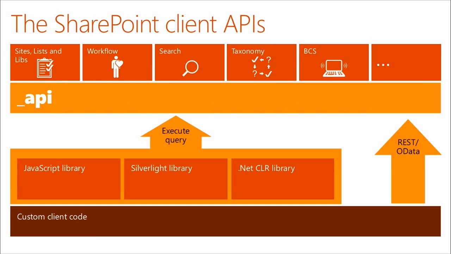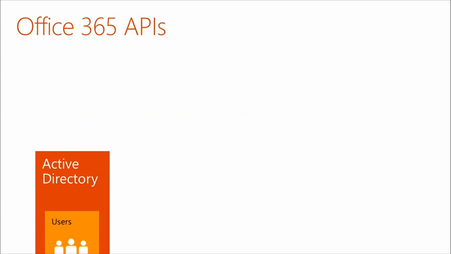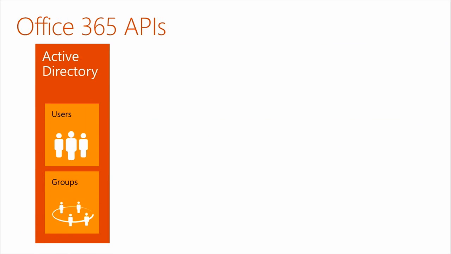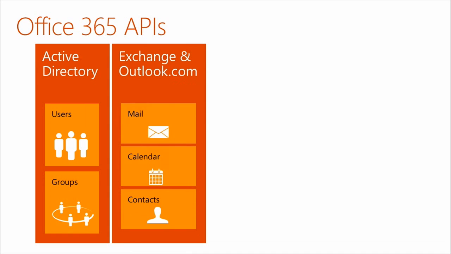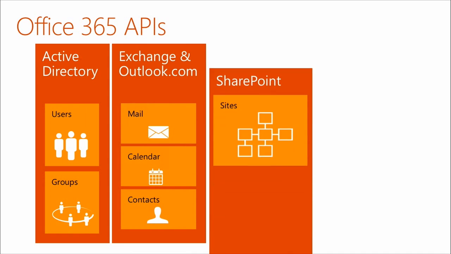Right. And to that point, as a SharePoint developer, for instance, with this slide you can see that we're all very familiar with the client APIs, such as accessing sites, lists, and libraries, and workflow and search and different things. But what's interesting with this new Office 365 API is that not only can we access, say, Exchange and SharePoint, but also the Active Directory, which is the Azure AD hosted in the cloud that Office 365 leverages, as well as things like Exchange and in the future Outlook.com.